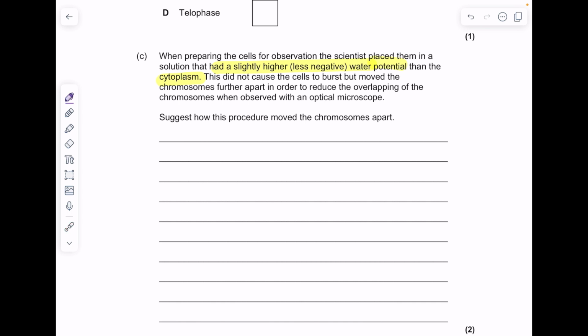So you are bathing your cells. Here's your cell. Here's your surrounding solution, which we know contains more water. It has a higher water potential. So water enters those cells by osmosis from an area of high water potential to an area of low water potential. By doing that, it means that that cell gets bigger, meaning that the chromosomes move apart.